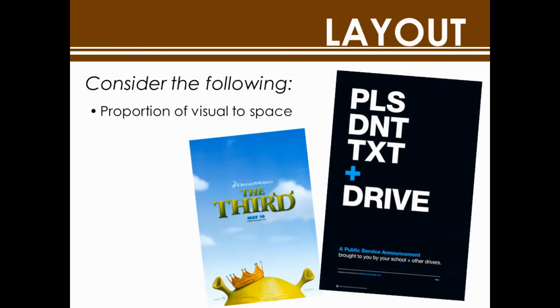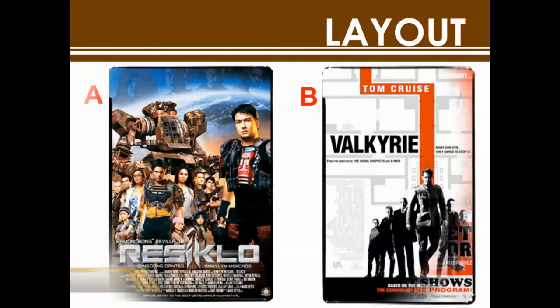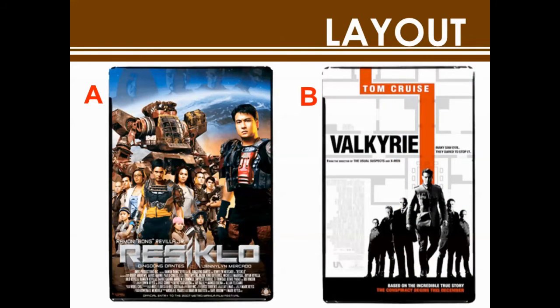Another important factor to consider is the proportion of elements to the given visual space. Let's take a look at these two movie posters. Which one do you prefer? Poster A looks cluttered, isn't it? While poster B has enough breathing spaces or white spaces for our viewers' eyes to rest.